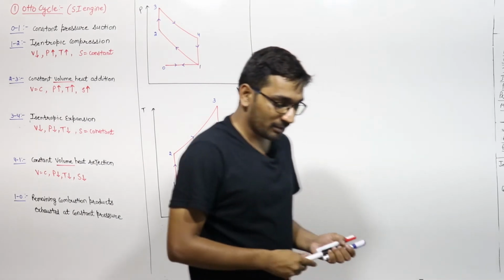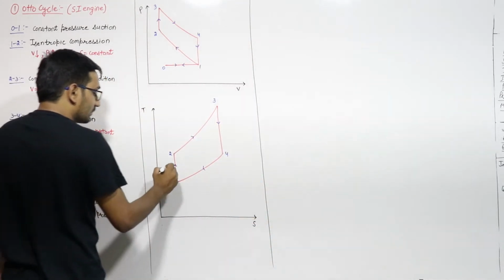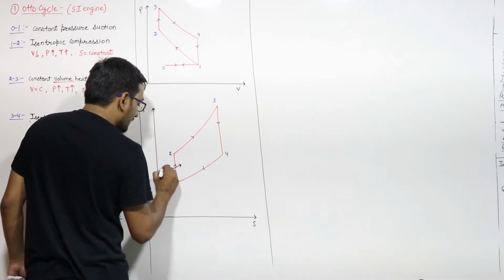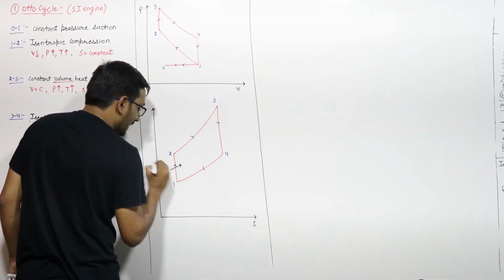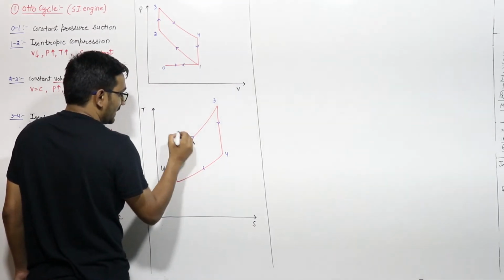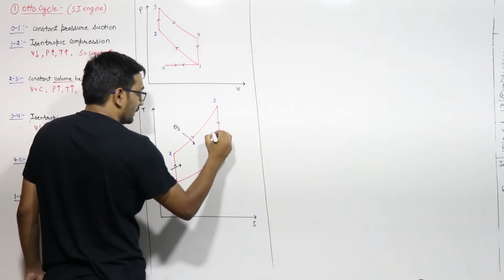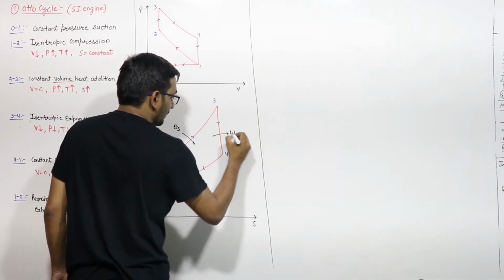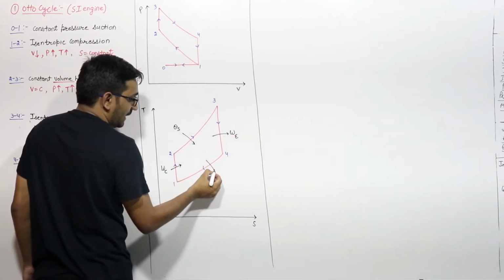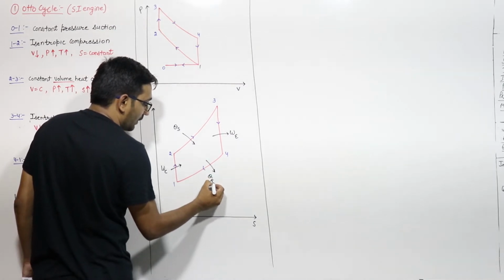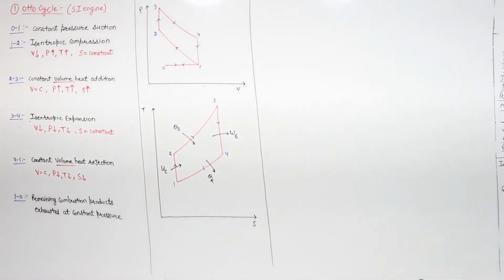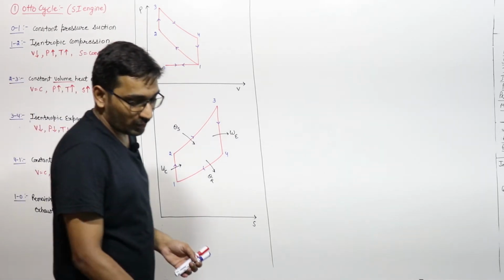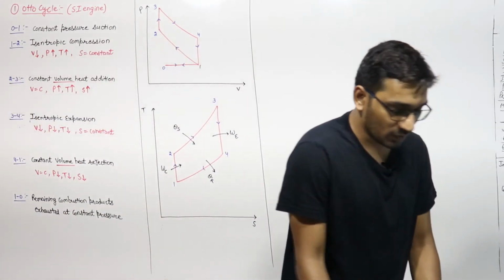So if I say from here, from 1 to 2 work is consumed, that will be the work during the compression process. In this case, heat is supplied at constant volume. This will be the work done in expansion, and here the heat will be rejected at constant volume. So these are the 4 processes which constitute your Otto cycle, right? Now we have to find out what will be the efficiency of this Otto cycle.